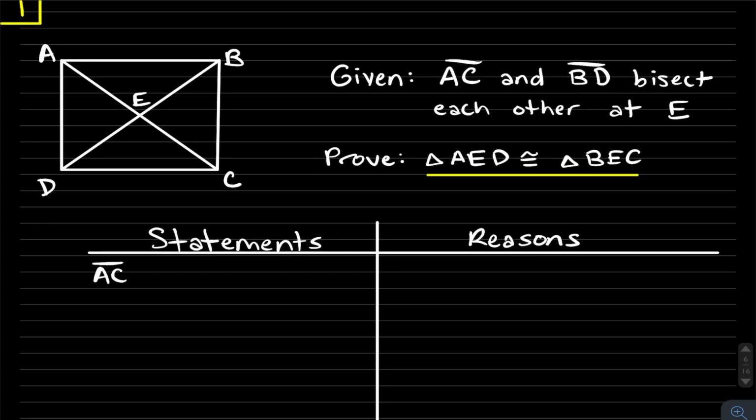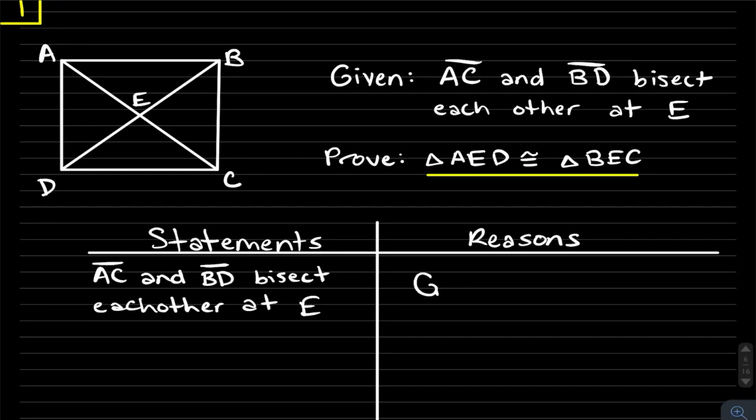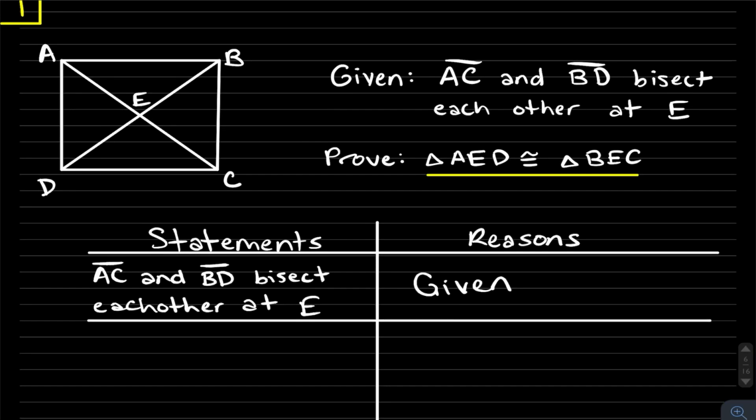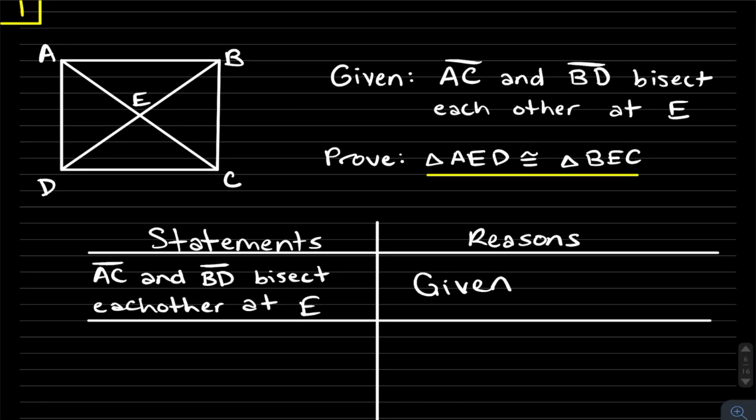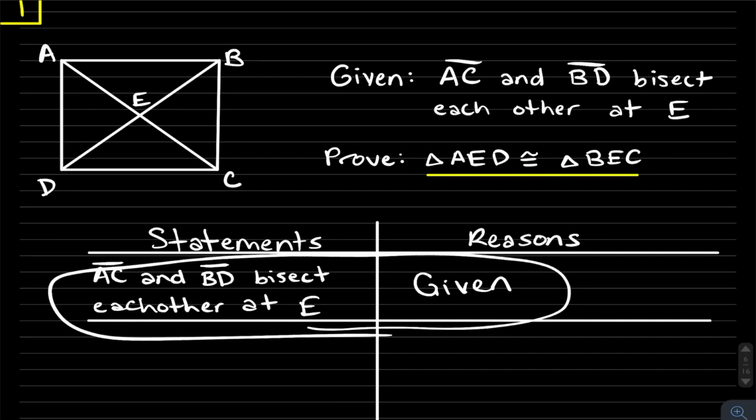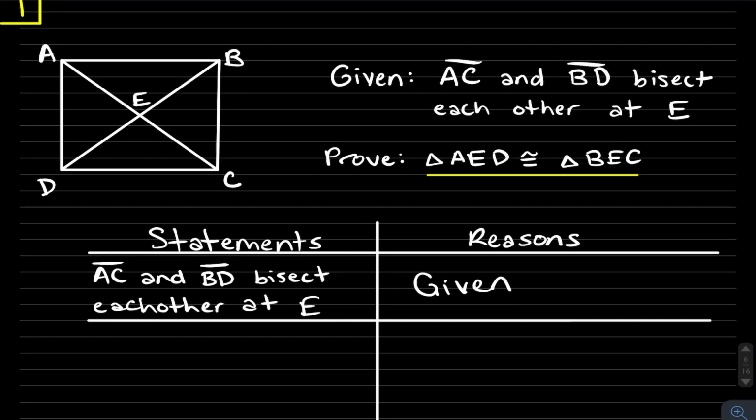AC and BD bisect each other at E. The reason for this is that it was given in the problem. Great, so we wrote our first statement down. That was just our given. This was our entire given, so we've used that given up. So what does that tell us, though? That's what we want to know: we're given this, so what does our given tell us?